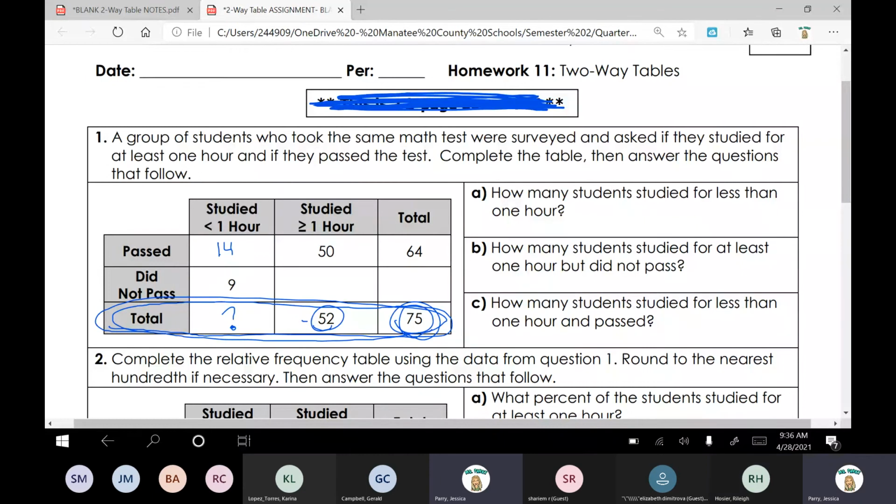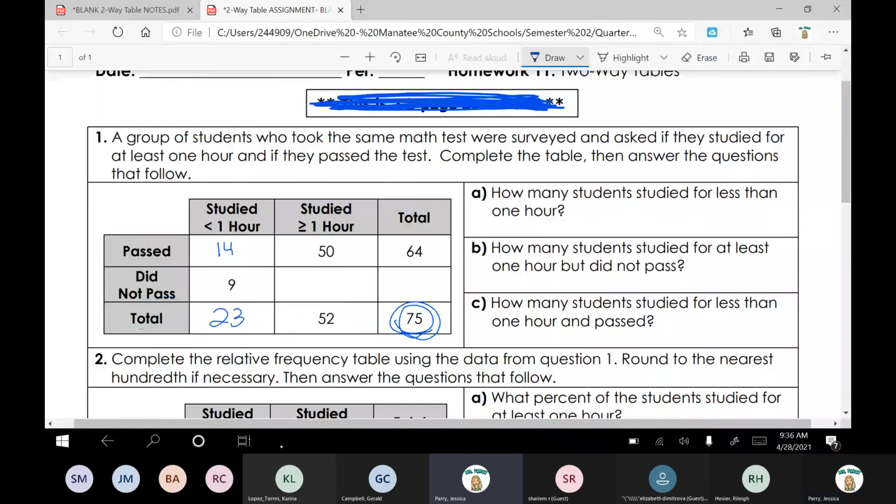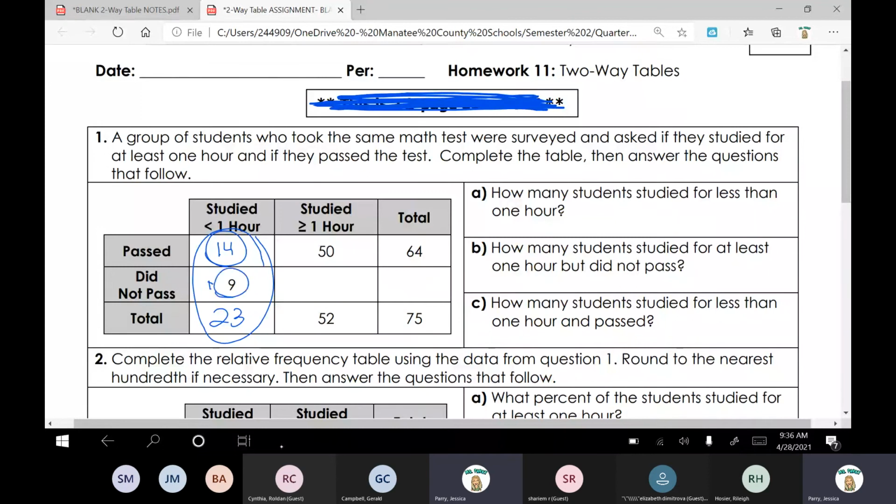23. I heard a 23 and I see someone also typed in a 23. Perfect. Thank you. So there we get 23. You can double check. 23 plus 52 equals 75. And then also you can see that this column is all filled out too. 14 plus 9 should equal 23. So there's different ways you can go about filling out this table. Whatever way is easiest and whatever way jumps out to you, that's fine.